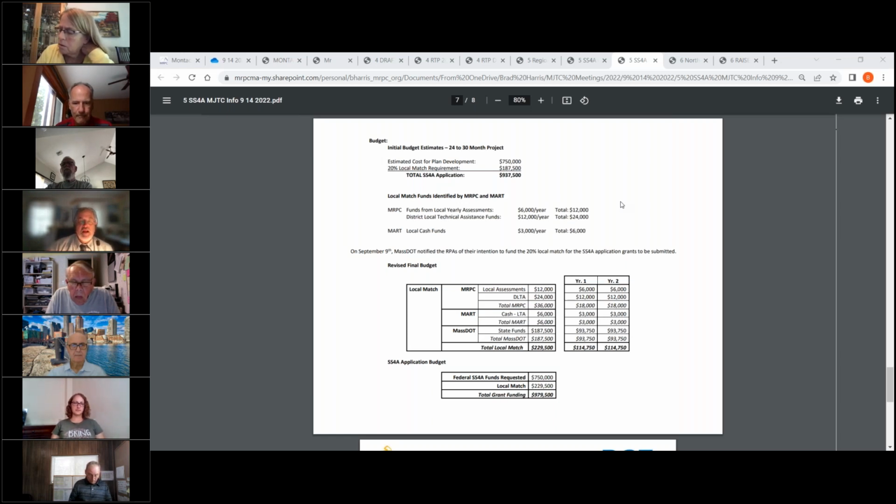So you can see it's still going to be a deficit somewhere, whether it's in kind or so forth. So we were talking about that. But then on September 9th, we got a letter or an email from Mass DOT, and they notified us, as well as all the other RPAs, that they're intending to fund the 20% local match for these applications. So as such, we're able to revise the final budget. We haven't notified all the communities yet, but this is serving as some of the notification that we'll not be looking for any funds or in-kind match as of right now to meet that 20% requirement.